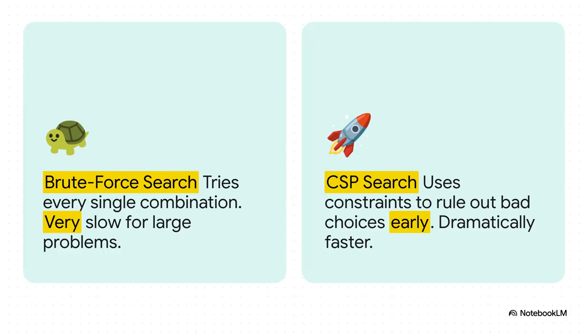To really get why, let's look at two different ways to solve this. You could use a brute force search, which is, well, it's the dumb way. It just tries every single possible combination of colors for the map. It'll get there eventually, but it's incredibly slow. A CSP solver, on the other hand, is smart. It uses something called constraint propagation. This means the rules aren't just used at the end to check if you're right. No, they're used all along the way to slash the number of options you even have to think about.